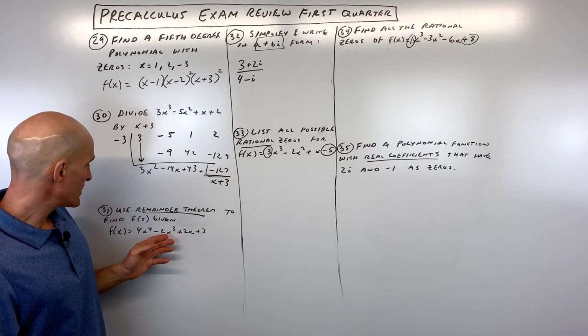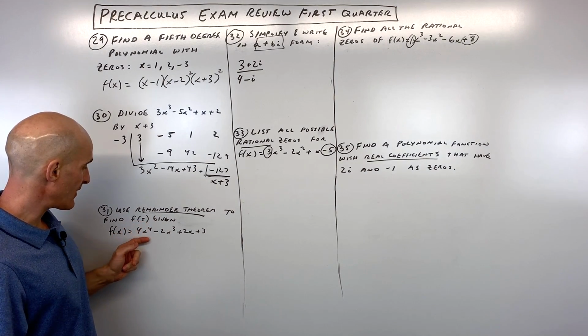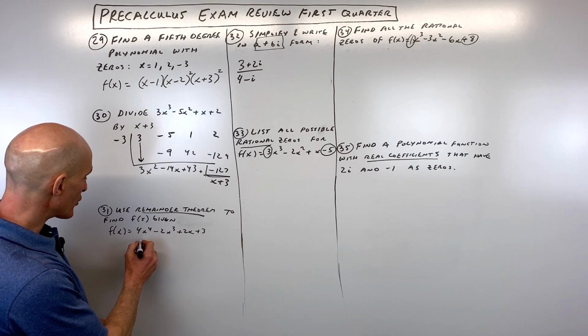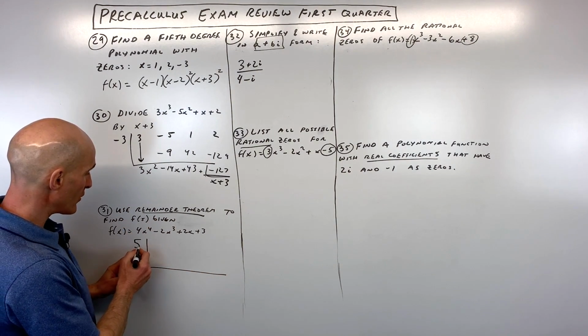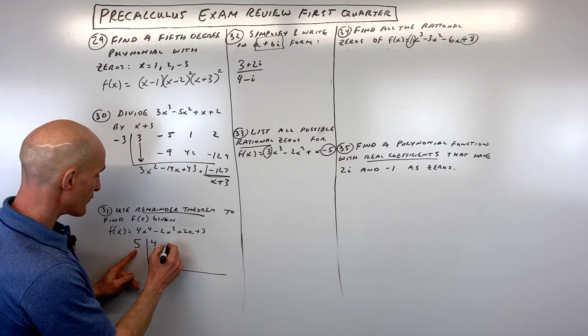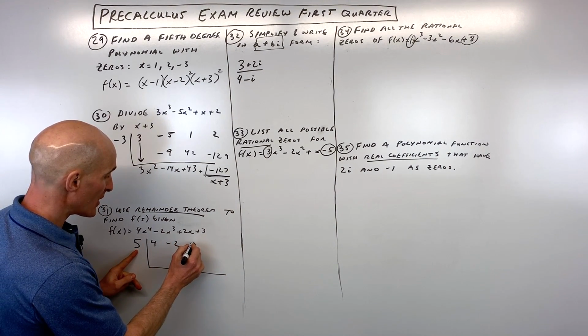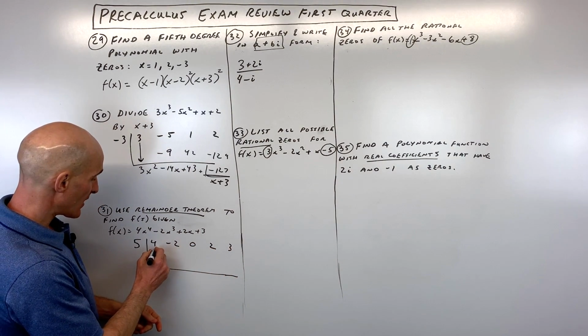Okay, for number 31, it says use the remainder theorem to find f of 5 given that f of x equals this polynomial here. So the remainder theorem is very similar to synthetic division. So what you would do is you put 5 over here and you put the coefficients of your polynomial, 4, negative 2. There's not an x squared term, so I'm going to put a placeholder 0, 2x, and 3. And then we just do our synthetic division.